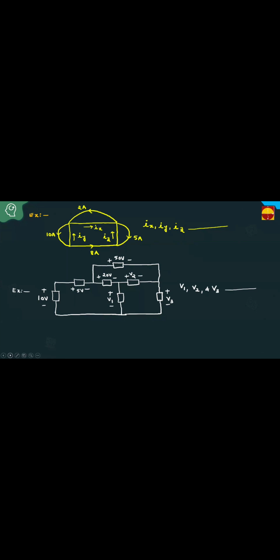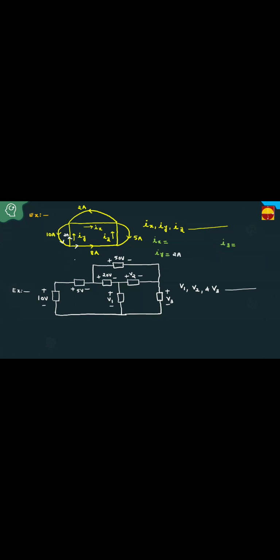Remaining is easy. Can you find Ix, Iy, and Iz? Say in KCL alone. What is Ix value? What is Iy value? What is Iz value? Listen, sir. This 10 ampere is entering, 8 ampere is leaving, 2 amperes also leaving. Then Iy equals 2 amperes.